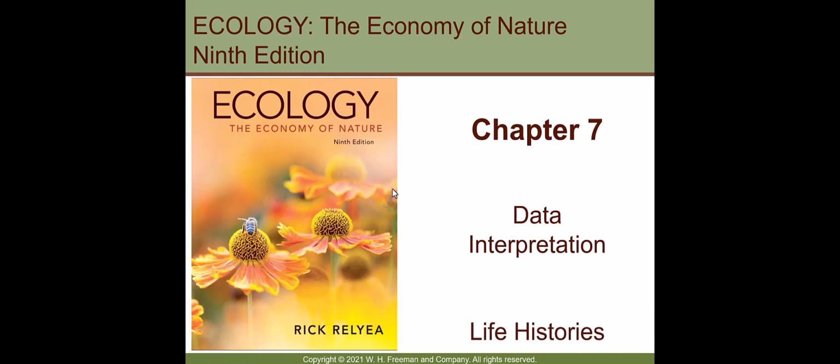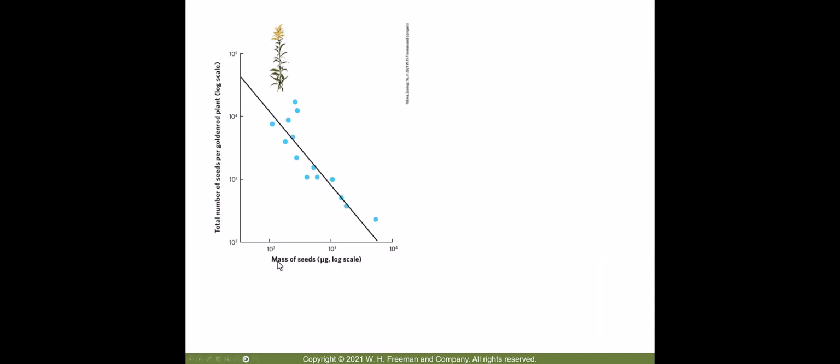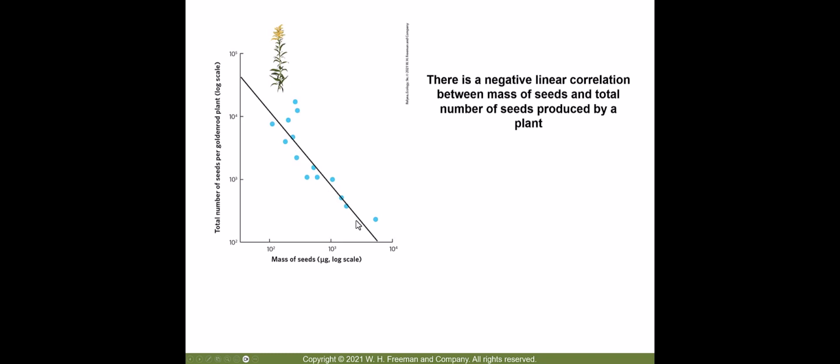In this video, we'll take a look at the figures from Chapter 7 and go over some of the data interpretation. So in this figure, we're looking at mass of seeds on the x-axis and the total number of seeds per plant on the y-axis. There's a negative linear correlation between the mass of the seeds and the total number of seeds that the plant produces. That means that as the mass of seeds increases, the number of seeds decreases.